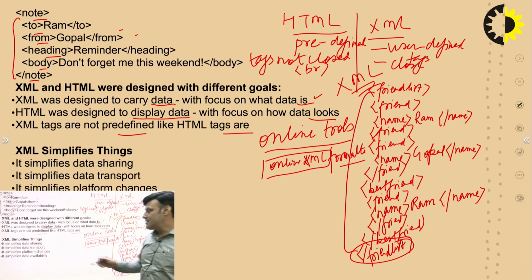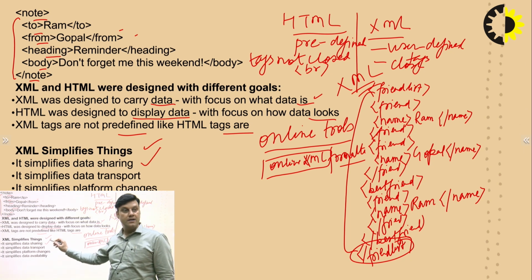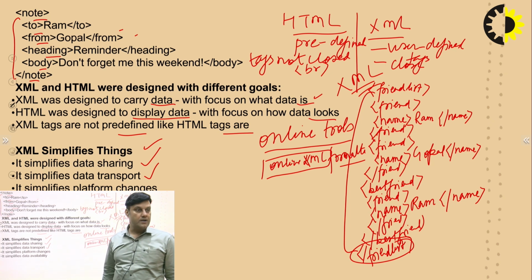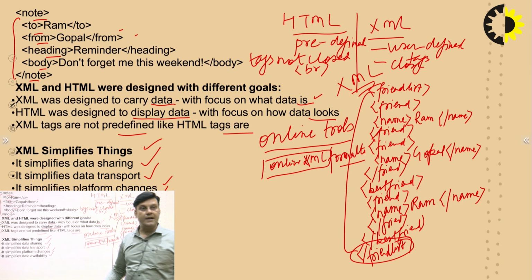So XML simplifies things. What things? It simplifies data sharing, it simplifies data transport, it simplifies platform changes and data availability.